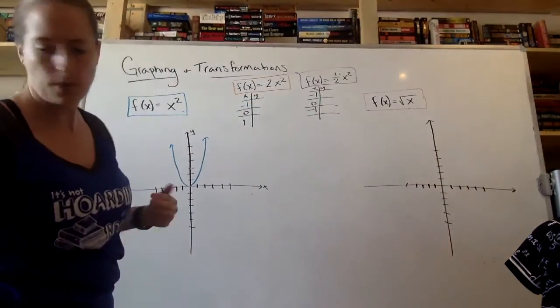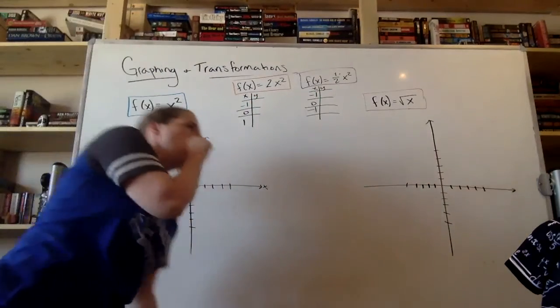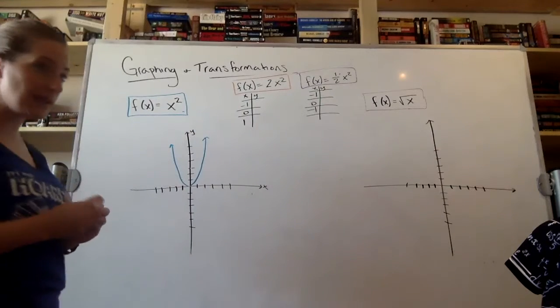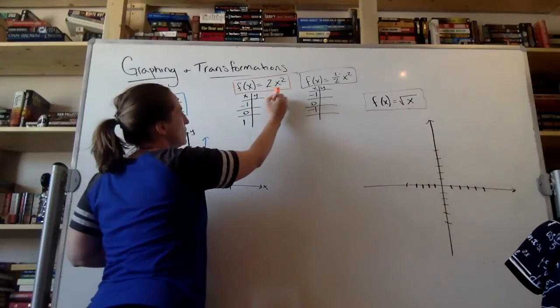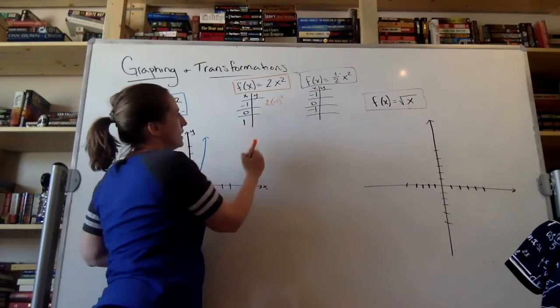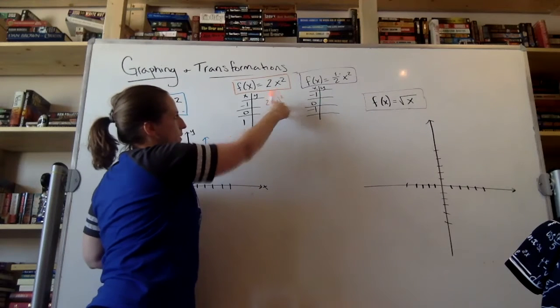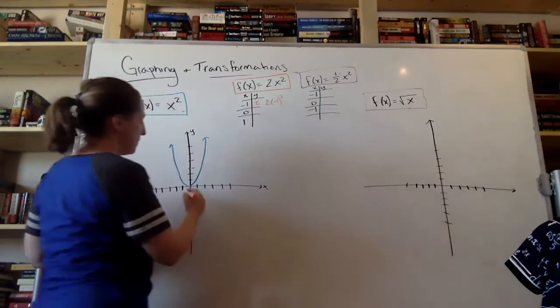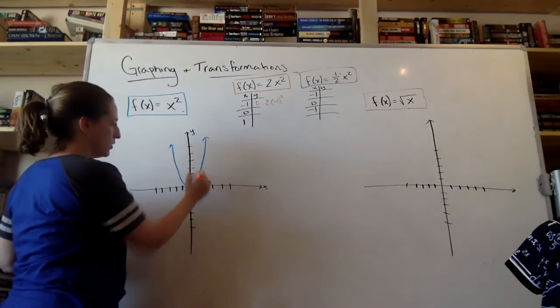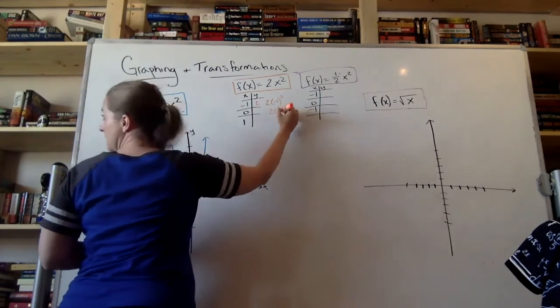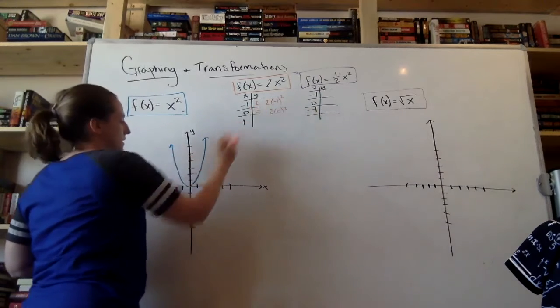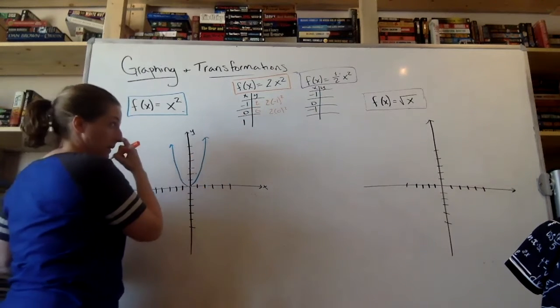So just like before, we're going to start by plotting some points and taking a look at what goes on here. So I plot -1, I'll have 2 times -1 squared. -1 squared is 1, 1 times 2 is 2. So I have the point -1, 2. Plugging in 0, I'll have 2 times 0 squared. 0 squared is 0, 0 times 2 is 0. So I also have the point 0, 0.